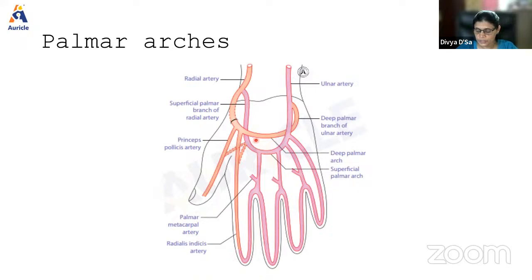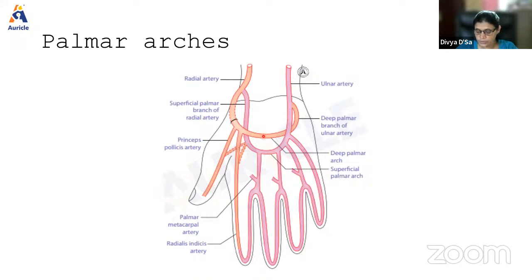So here the branches include three palmar metacarpal arteries, which will join the common palmar digital arteries. And three perforating arteries that pass through the second, third, and fourth interosseous spaces to anastomose with the dorsal metacarpal arteries. Then there is also a recurrent branch which runs in front of the carpals to end in the palmar carpal arch, near the carpal bones.